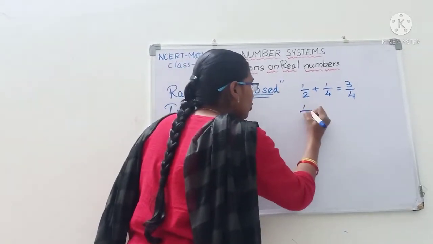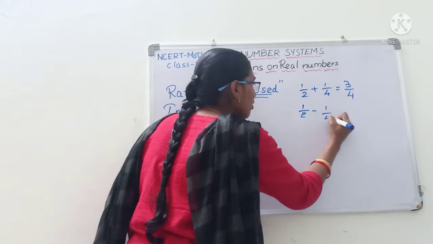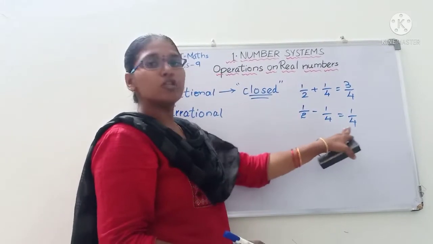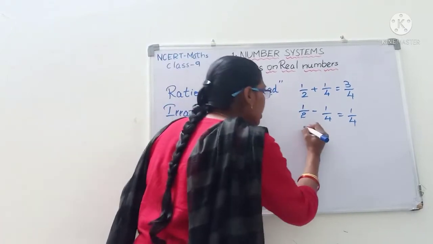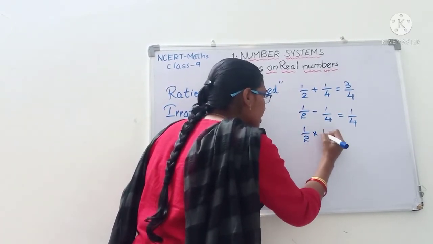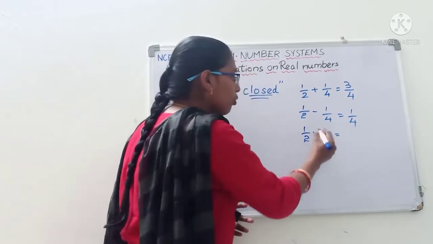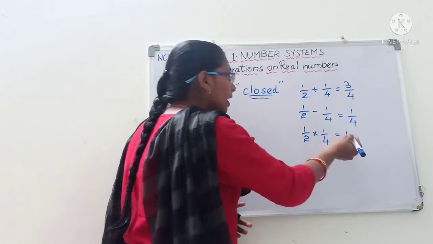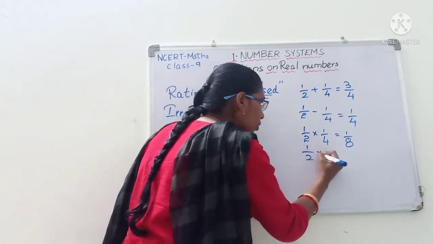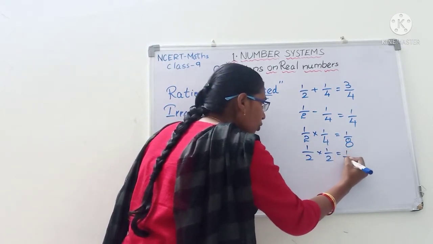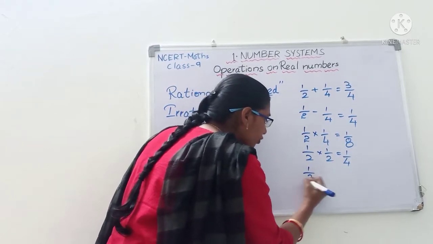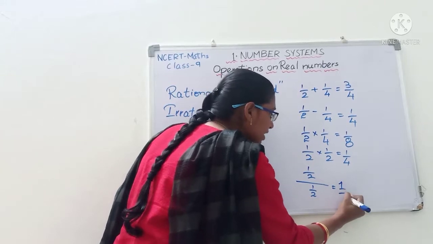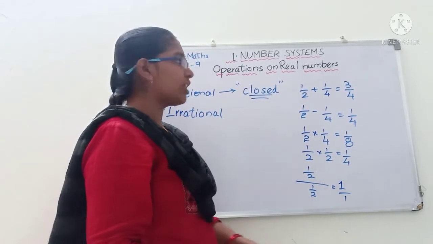Suppose when you subtract two rational numbers, 1 by 2 minus 1 by 4 is equal to 1 by 4. If you subtract also, you got a rational number. When you multiply two rational numbers, what is 1 by 2 into 1 by 4? It is 1 by 8. What did you get again, children? You got another rational number. 1 by 2 into 1 by 2, you got 1 by 4. Let's do division of two rational numbers. 1 by 2 divided by 1 by 2, you got 1. 1 is nothing but 1 by 1. That means you got a rational number again.